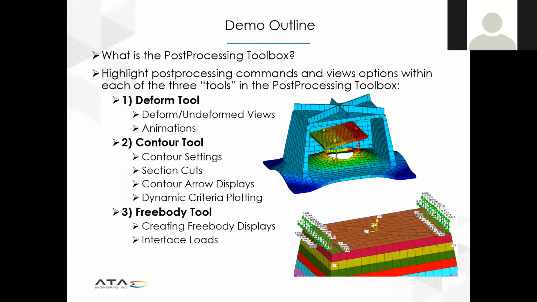And then we'll proceed with highlighting some post-processing commands and view options within each of the three tools in the post-processing toolbox. Those tools include the Deform tool, the Contour tool, and the Freebody tool. With respect to the Deform tool, we'll be looking at deformed and undeformed views and animations. Related to the Contour tool, we'll take a look at different contour settings you can adjust, as well as section cuts, contour arrow displays, and dynamic criteria plotting, which is new to Femap 12.